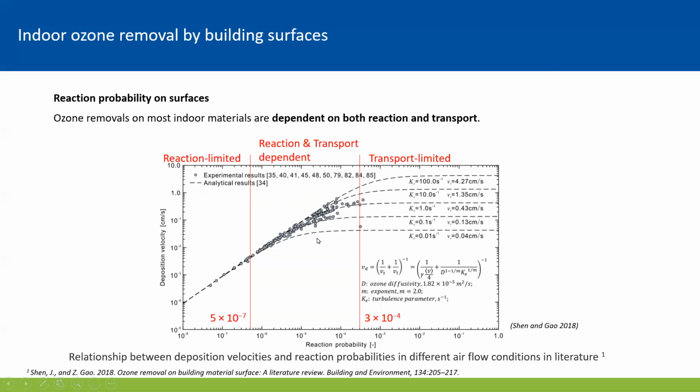And the dots in the diagram represent the experimental results of deposition velocity and the reaction probability of different materials from the data in literature. It can be observed that most materials are located in the middle part in here, which indicates that the deposition velocity of most materials are dependent on both reaction and transport. Therefore, both fluid mechanics near material surface and the material characteristics are important for determining ozone removal by building materials.